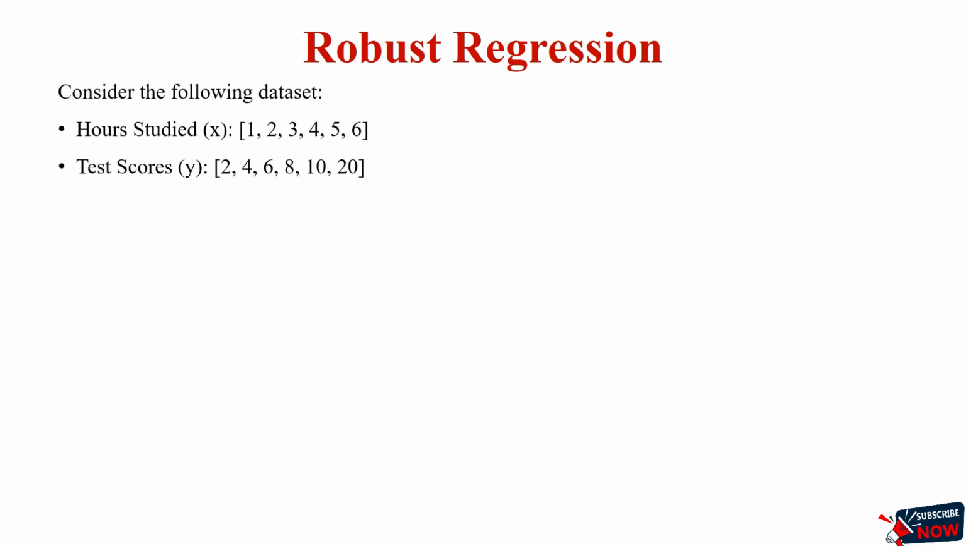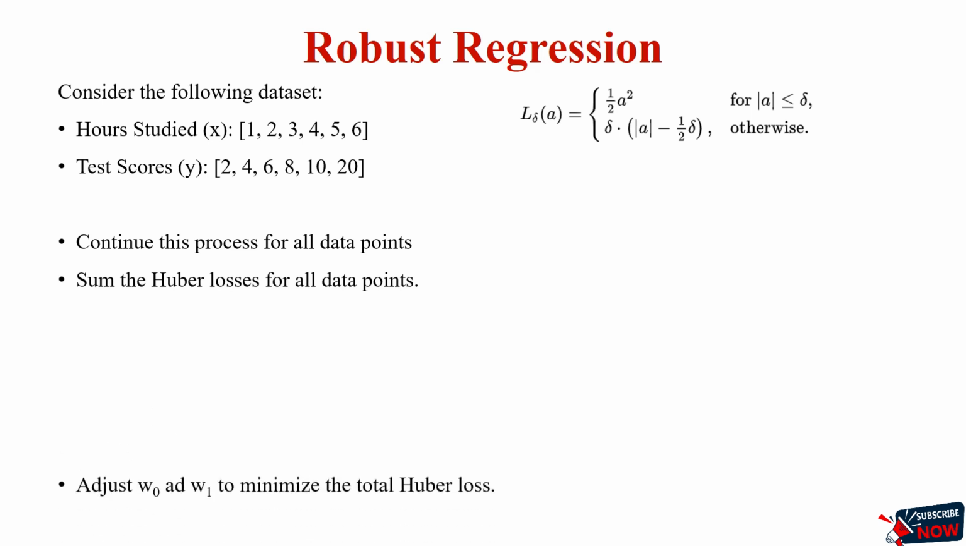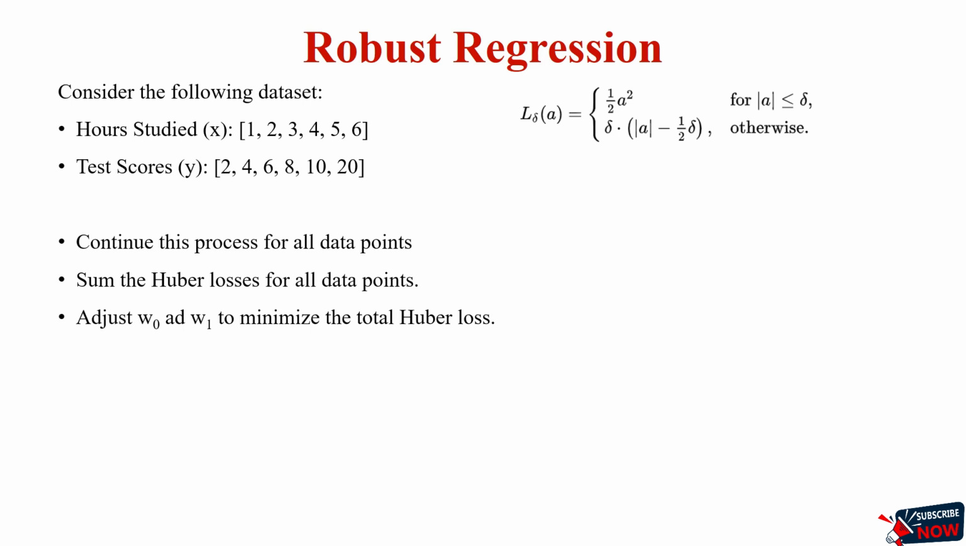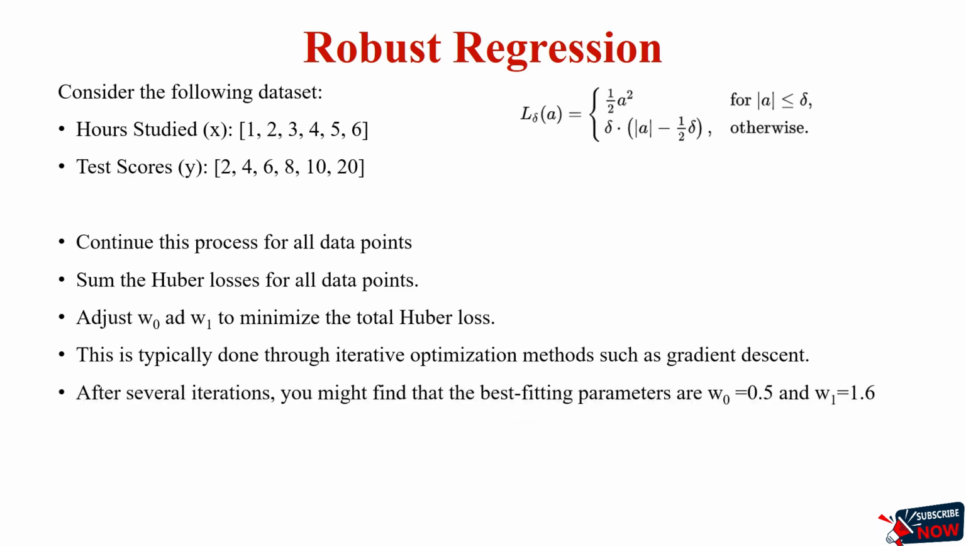So far we have done this for 2 data points. In the same way, we'll have to continue the process for all the data points. We'll have to sum up the Huber losses for all the data points. Later, we'll have to adjust the values of W0 and W1 to minimize the total Huber loss. Generally, we will use iterative optimization methods. After several iterations, we can find the best fitting parameters.